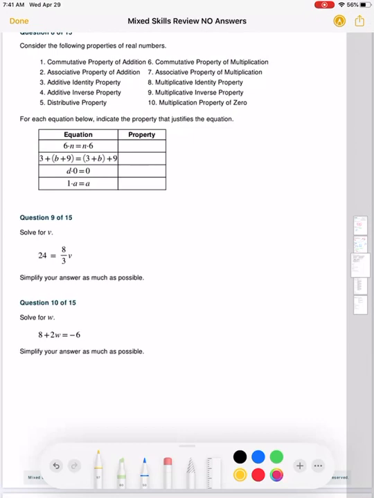For each equation below, indicate the property that justifies the equation. Okay, so let's do number 1. 6 times n equals n times 6. Which one says, hold that thought, guys, just 1 second.